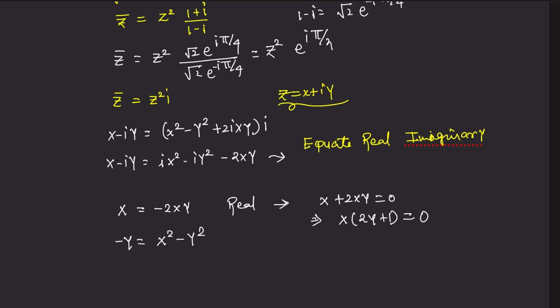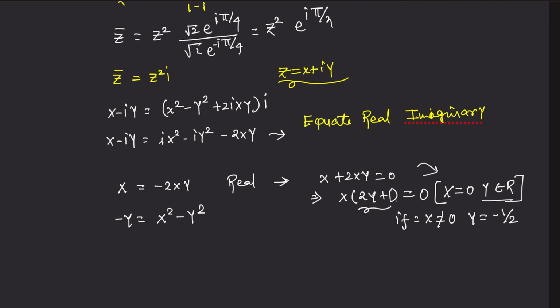From this equation, two cases we may get. First, x is equal to 0 and y could be any real number. That is one solution. But if x is not 0, then this term, 2y plus 1, must be 0, so y will essentially be minus 1/2. Understand that if x is 0, I do not need to put any restriction on y; y can be anything, and this term will still be 0. So we have got first that x should be 0 and y can be anything.